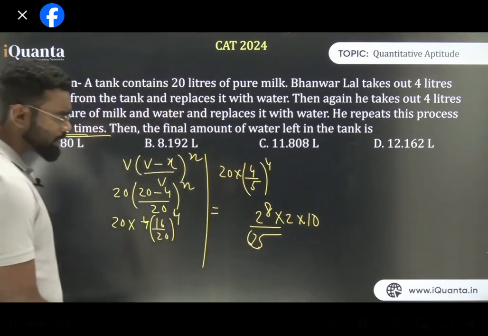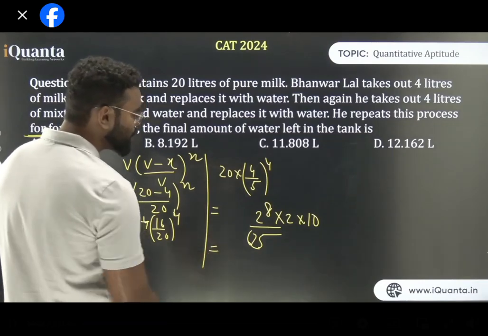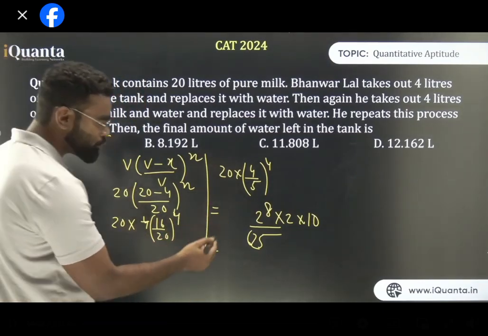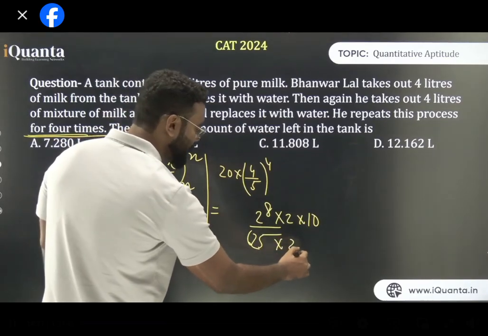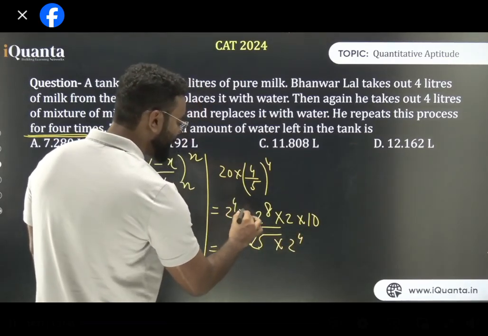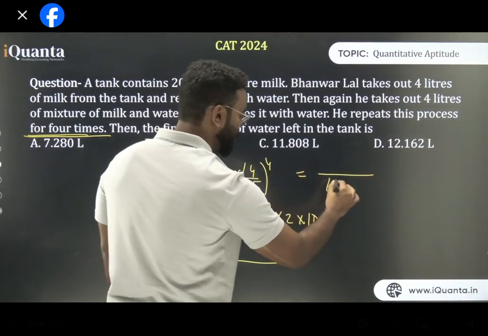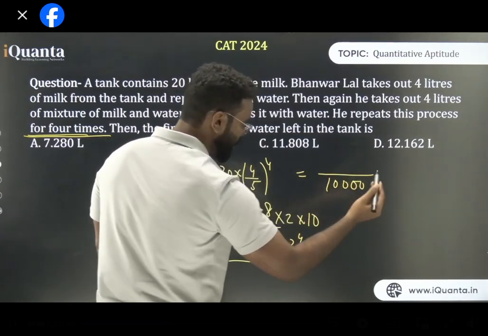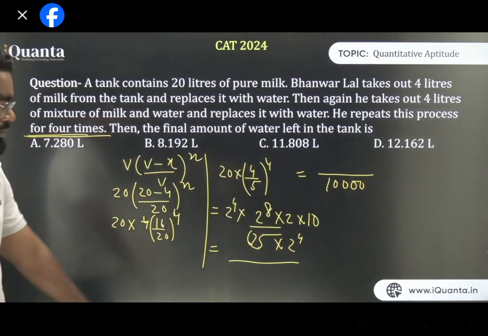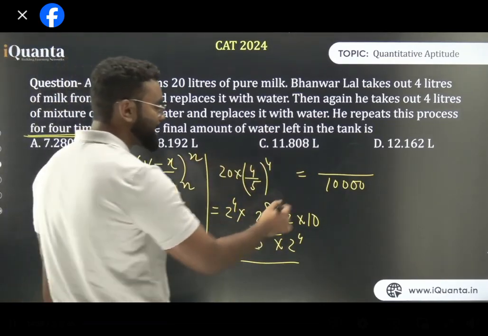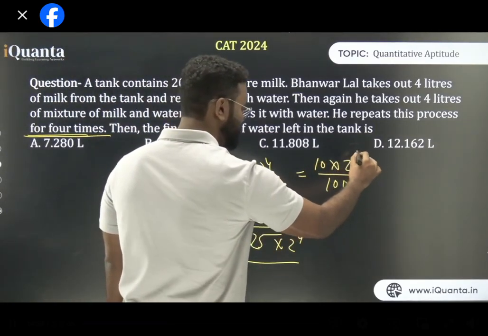Fair enough? So if I have the same thing here, what I can do is multiply 2 to the power 4 here, and I multiply 2 to the power 4 here. Why am I multiplying this? Because the denominator has 5 to the power 4, and with 2 to the power 4 it will become 10,000. And on the upper side we have 10 into 2 to the power 13.